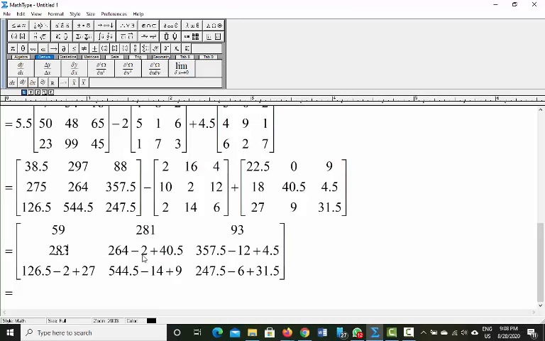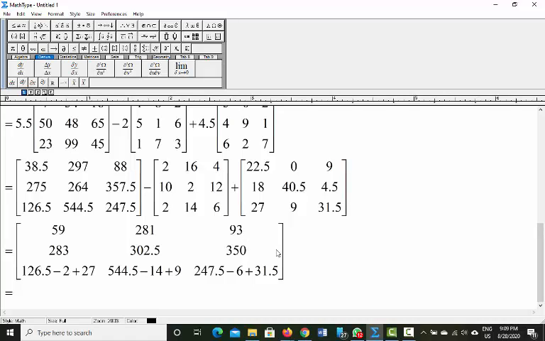So what we will get here, 264 minus 2, that is 262. So 262 plus 40, that means 302.5. So we will get 302.5, right? So here what we will get, 357.5 plus 4.5, that is 362. 362 minus 12, that is 350.